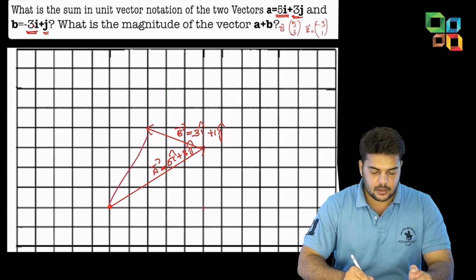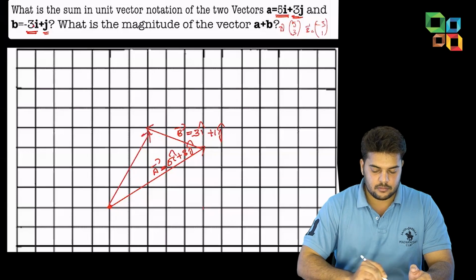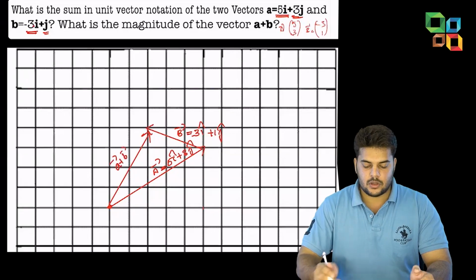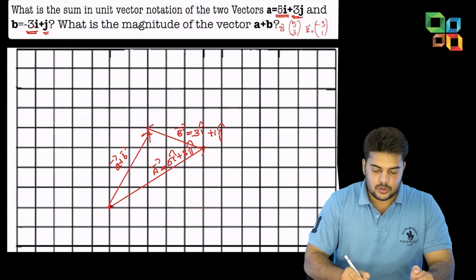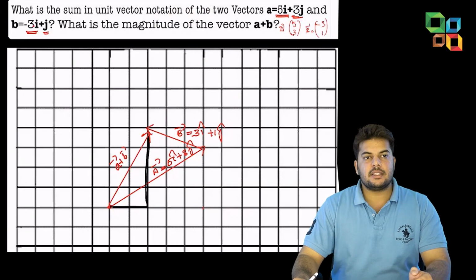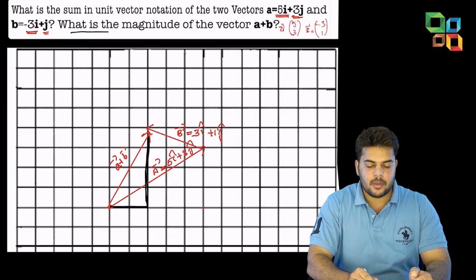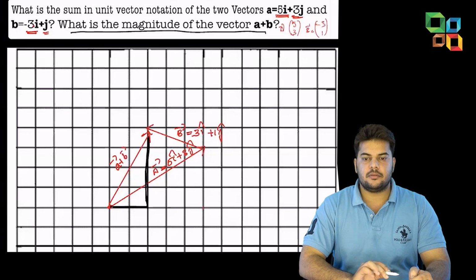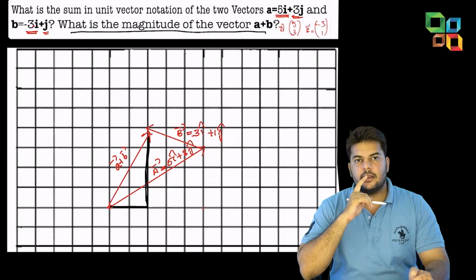So this would be the A plus B vector. Here you can see that it is 2 steps to the right and 4 steps up. What is the magnitude of the vector A plus B? What do I mean by magnitude? The length of the vector. How do I find the length of this vector?